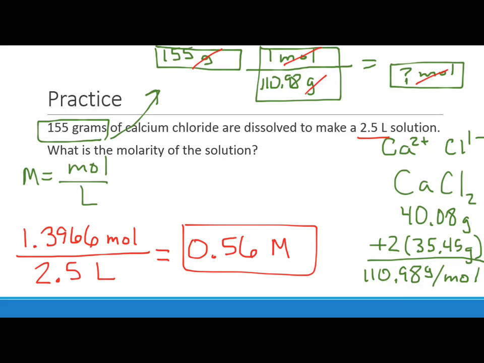So again, this takes a little more time, especially if I'm given grams and I need to convert that to moles. But really, it's just a simple formula, right? Moles per liter. You just plug it in and you're done.